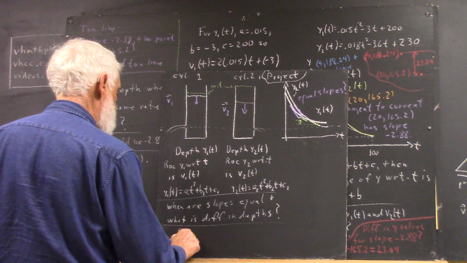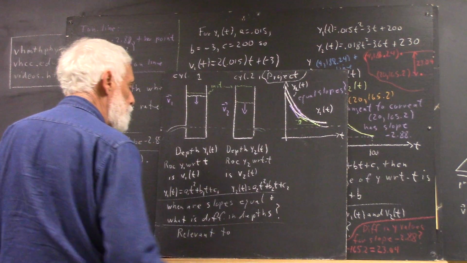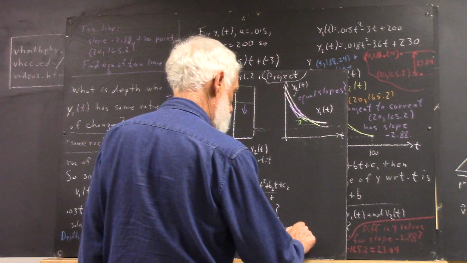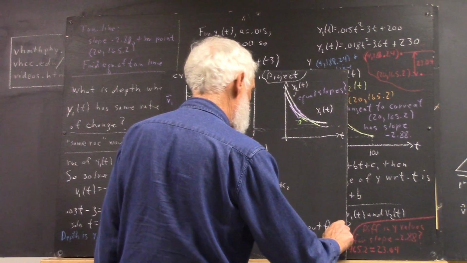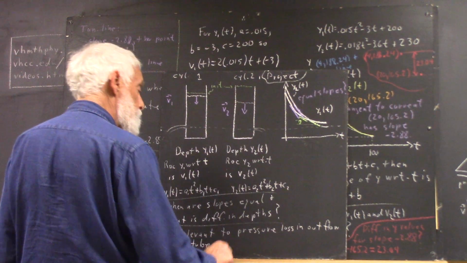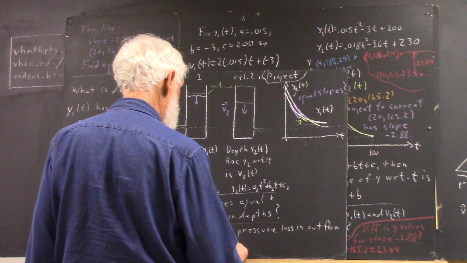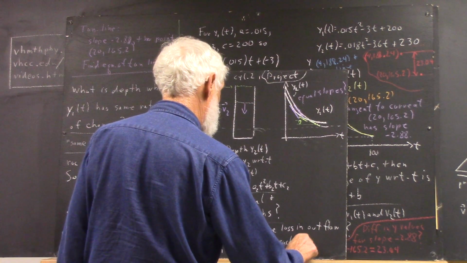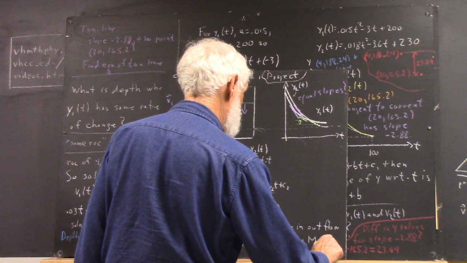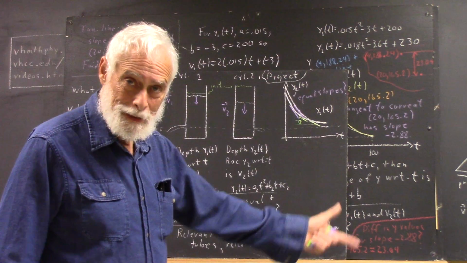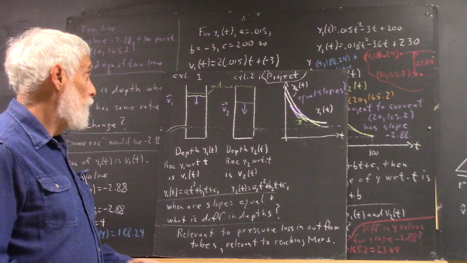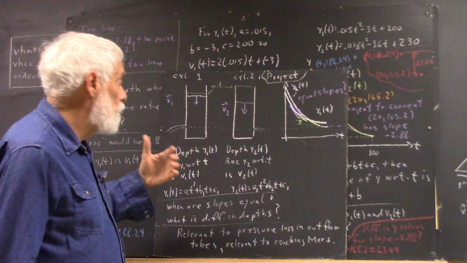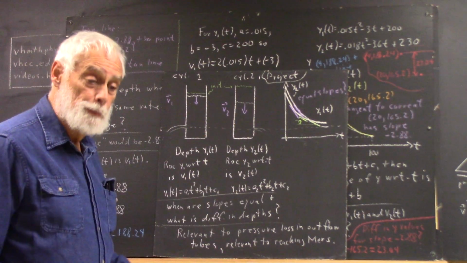And this is relevant to pressure loss in the outflow tubes, and it's relevant to reaching Mars in our hypothetical situation. And of course, if we don't reach Mars, we die. So this is going to be very important. Well, that's kind of an overview of where this analysis is really heading. We're going to have multiple depth functions, and we're going to draw conclusions about the relative depth functions and other aspects of these functions.